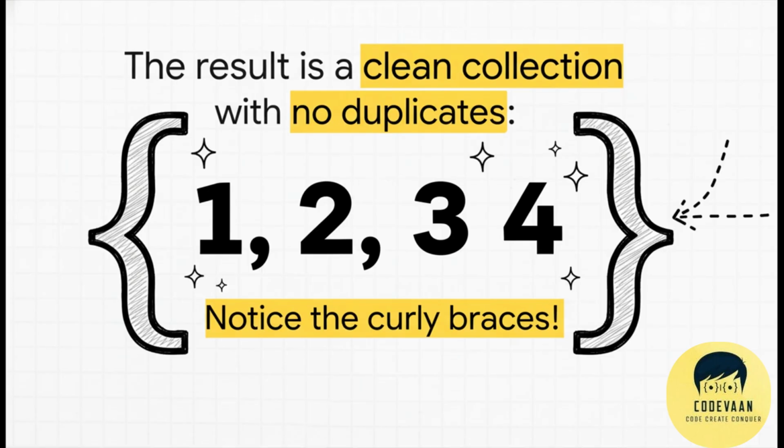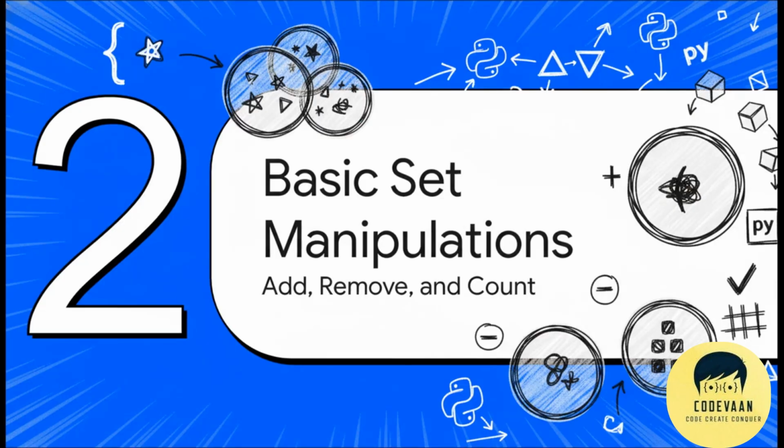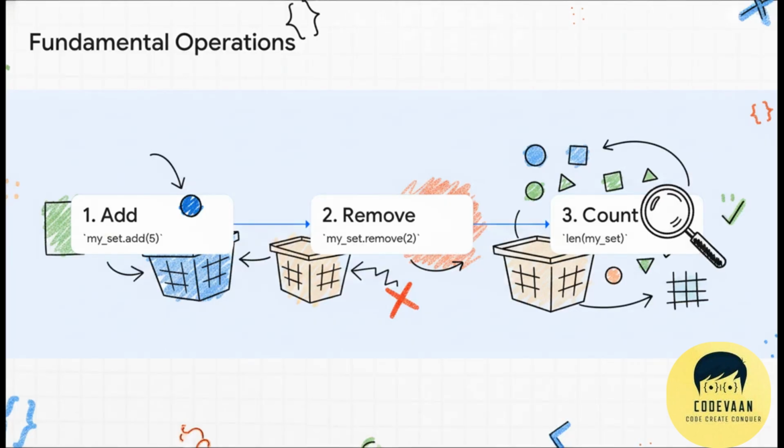Now notice the syntax here. See those curly braces? That's your big visual clue that you're looking at a set, not a list, which, you'll remember, uses square brackets. Okay, so we've successfully created a set. Awesome. Now what? What are the basic things we can actually do with it? Let's take a look at how to play around with them. There are really 3 fundamental things you're going to do all the time. First, to pop a new item in there, you use the add function. Easy enough. To take an item out, you just use remove. And to find out how many items are in the set, you use the good old len function, which works exactly like it does for lists.